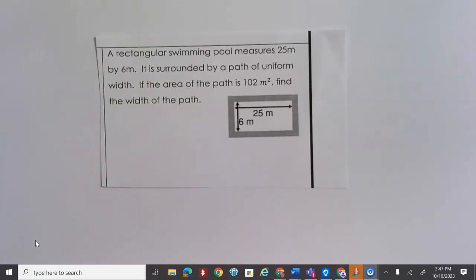Backfish here, and I am wanting to look at this particular problem with you. It says a rectangular swimming pool measures 25 meters by 6 meters. It is surrounded by a path of uniform width, meaning it's the same width all the way around. If the area of the path is 102 square meters, find the width of the path.